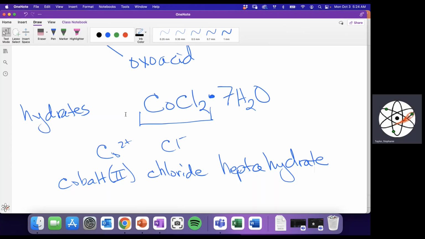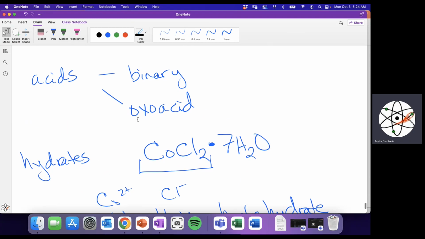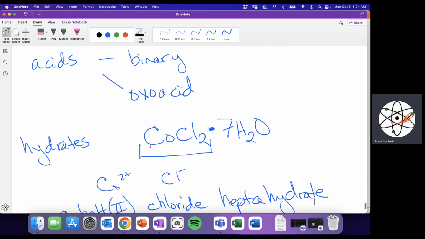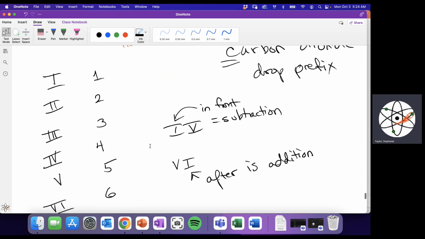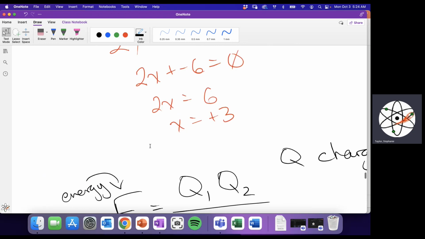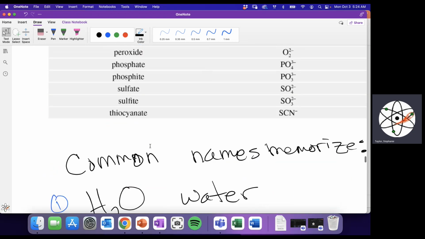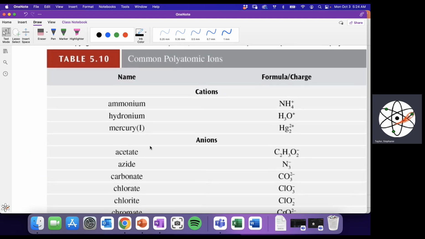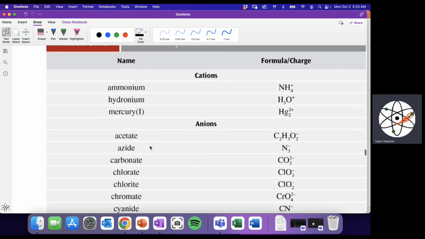Okay, so nomenclature, I did not go over acids again. I did talk about hydrates. I also didn't go back over polyatomics. I just mentioned them ever so briefly. I mentioned polyatomics earlier in the exam review, the fact that there's a list that you are responsible for. Here they are. So you are responsible for this list.